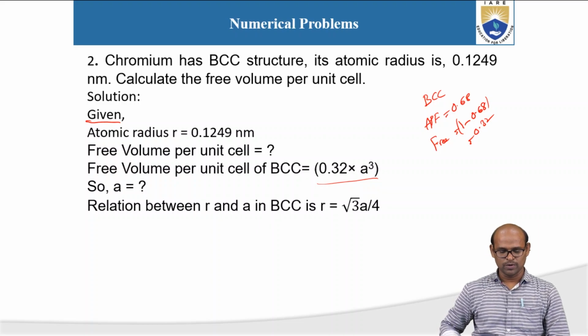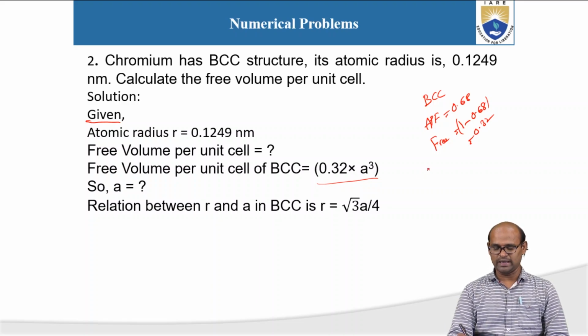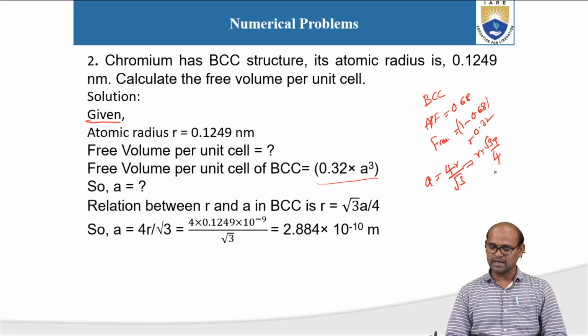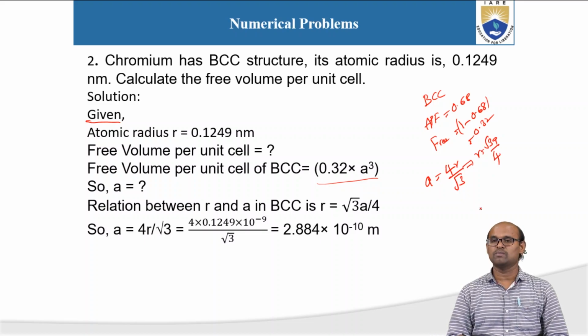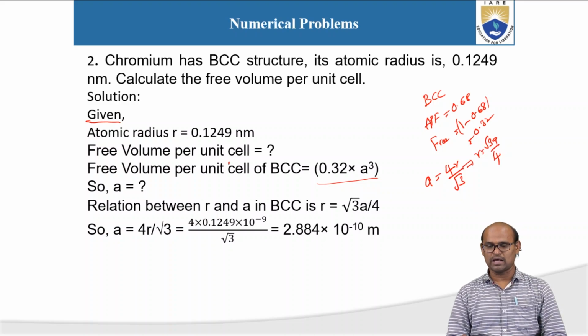Okay, so first we need to calculate A, and then we can substitute in the equation to calculate the free volume per unit cell. So we know the relation between R and A for BCC. The relation between R and A is A equal to 4R by square root 3, or R is equal to square root 3 A by 4. Okay. So using this relation, we can calculate A. So A is equal to 4R by square root 3. So R is given as 0.1249 nanometers.